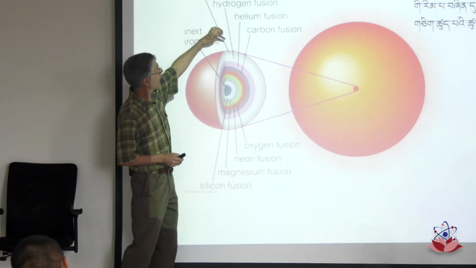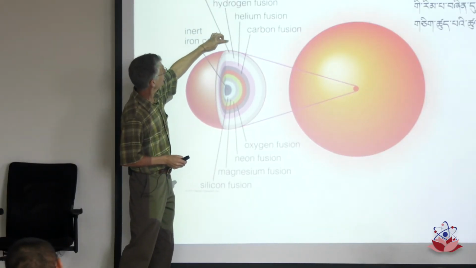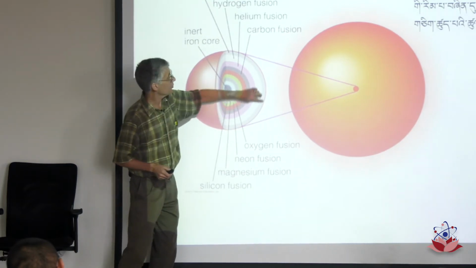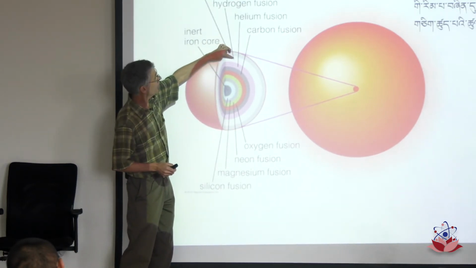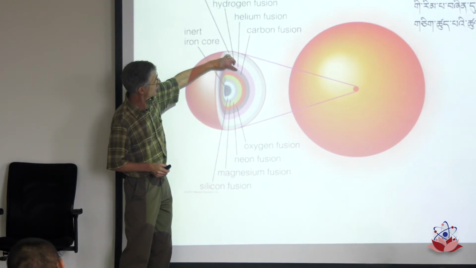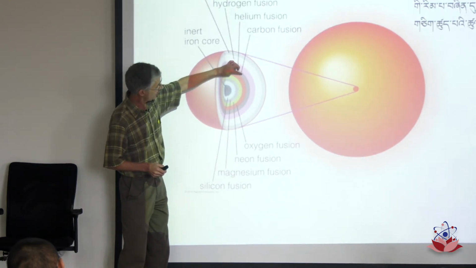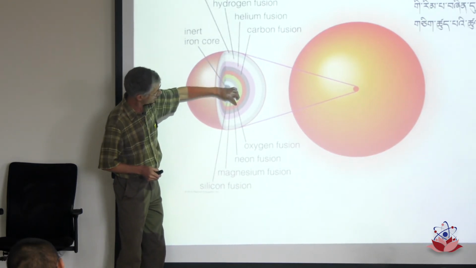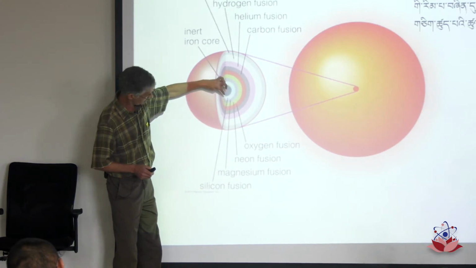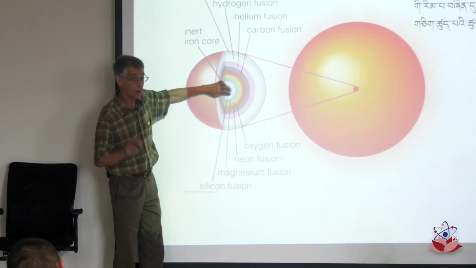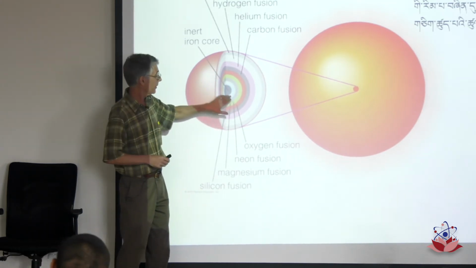So as you work your way in from the outside, you have a layer where no fusion is going on, and then you have hydrogen to helium, helium to carbon, carbon into higher things, and then oxygen and neon, magnesium, silicon. If you take two silicons and put them together, you get iron.